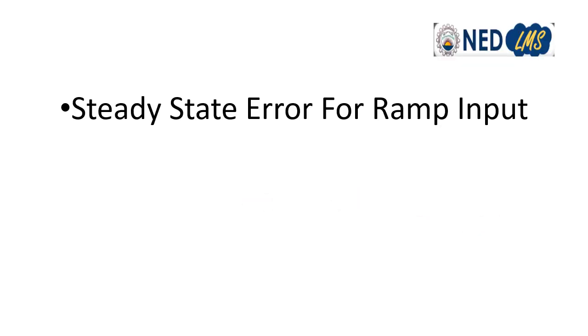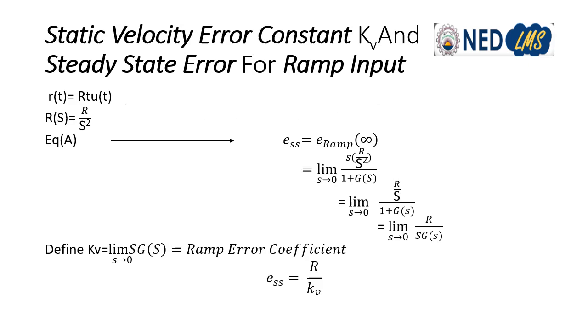Now we'll define the steady state error for ramp function input. For ramp function, we know that r of t equals R t u of t. Again, this capital R is the magnitude, and when we take the Laplace transform, R of s will be equal to R upon s square. When we put the value of this R of s in equation A, we define the steady state error for ramp function. We put the limit s tends to 0 of s R of s, and we put R upon s square in place of R of s.